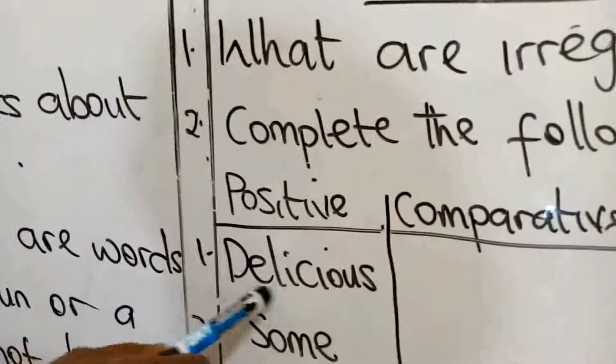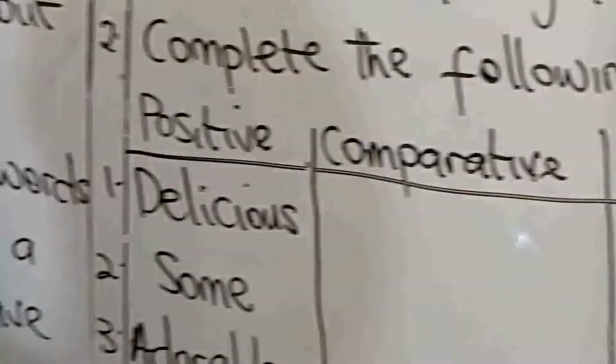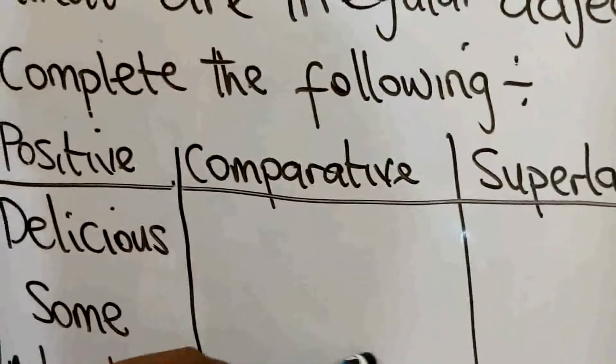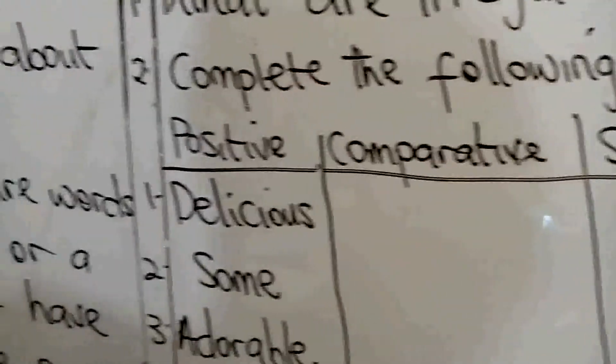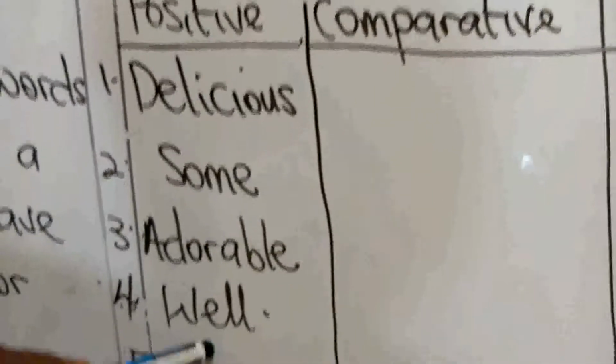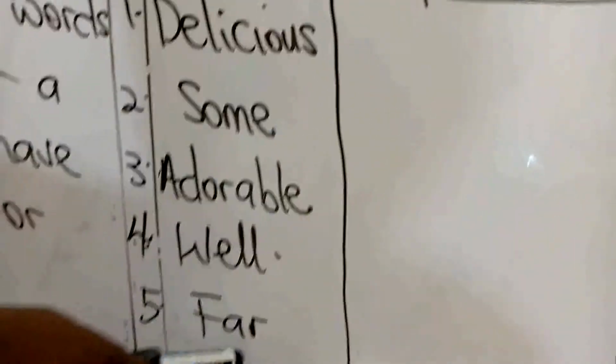Now number 1 says delicious. You tell me the comparative and you also tell me the superlative. Number 2 says some. You tell me the comparative and superlative. Number 3, adorable. You tell me the comparative and the superlative. Number 4, well. You tell me the comparative and the superlative. Number 5, far. You tell me the comparative and the superlative. Okay, hope you've written it down.